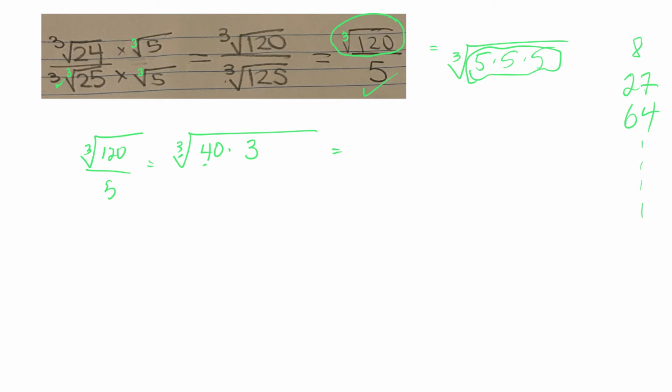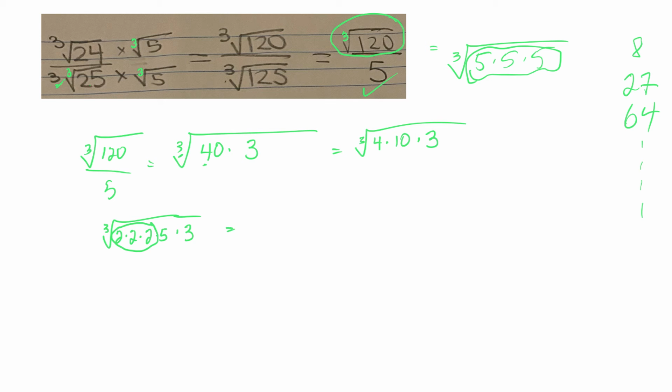40 is the same as 4 times 10. 4 times 10 times 3. Let me keep going. 4 is 2 times 2. 10 is 2 times 5. There we go. Times 3. So there's 3 twos inside that I can take one out.